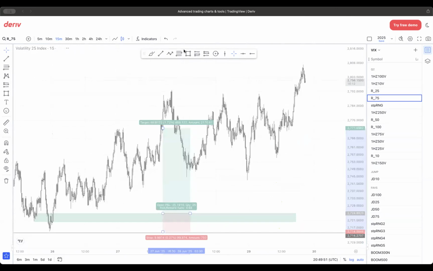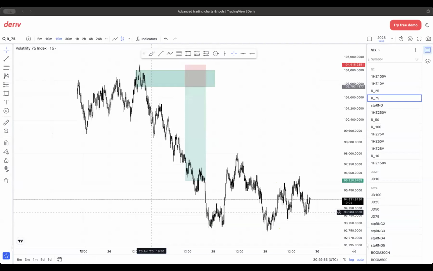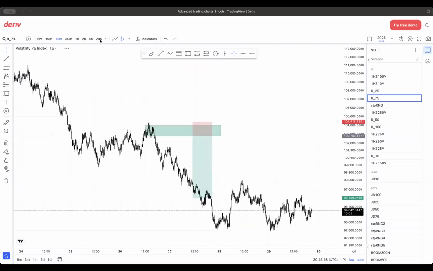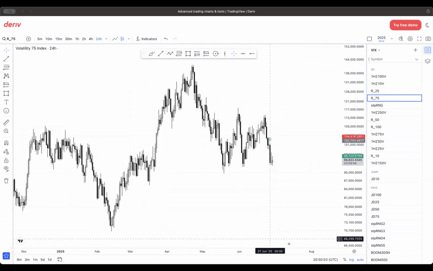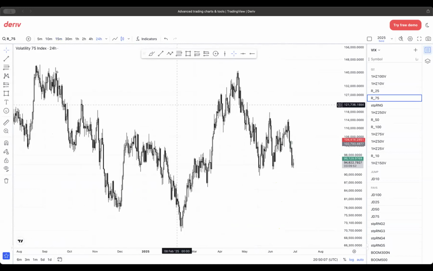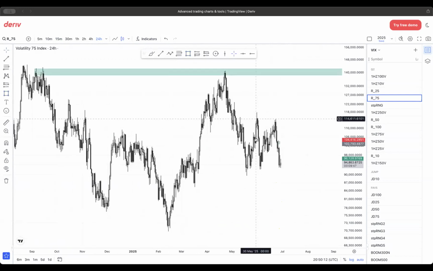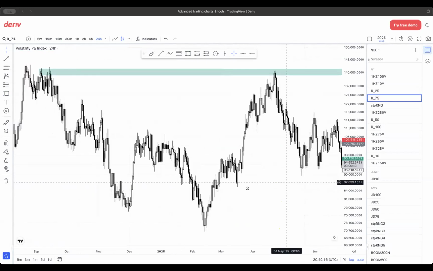Let's check V75. Now V75, I had these sales. Price is still yet to tap into my POI. Now if you check the daily time frame, directional bias, the same thing. These are what we treat in our mentorship program. Now, this is where V75 is coming from. All these things, I have it at the back of my memory. Can you see that? We have V75 coming from that POI, and it's been selling.